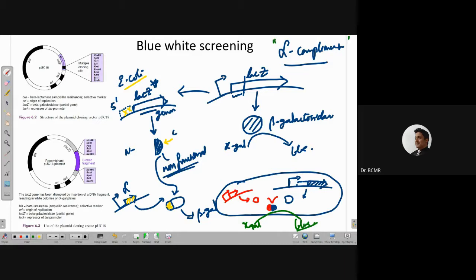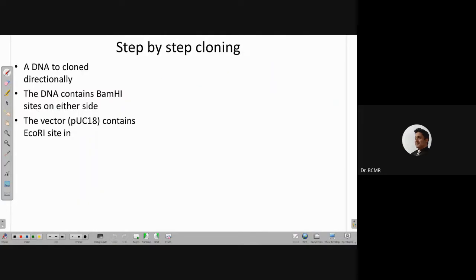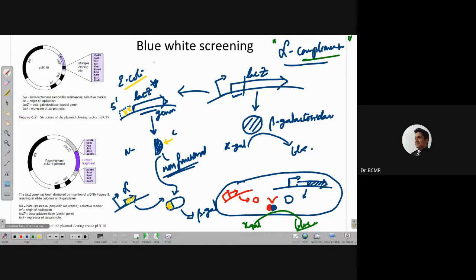There will be other details too about names and strains and all. You don't have to really mug it up, but it's essential that you know the concept of it. Okay, so what we will do right now is we will try to go through blue-white screening.